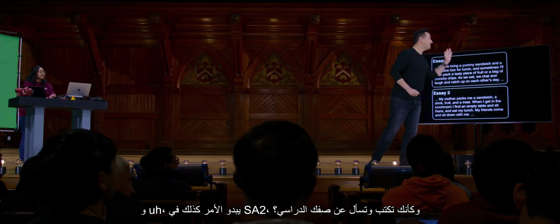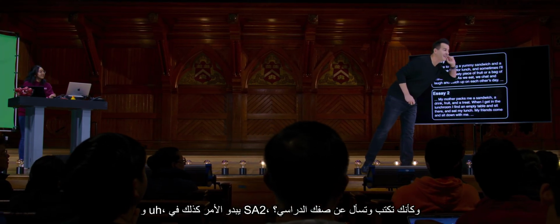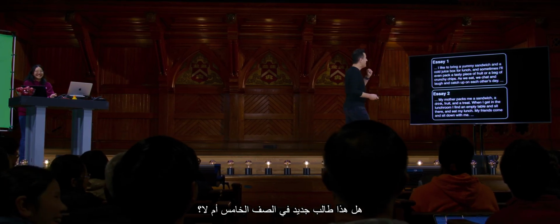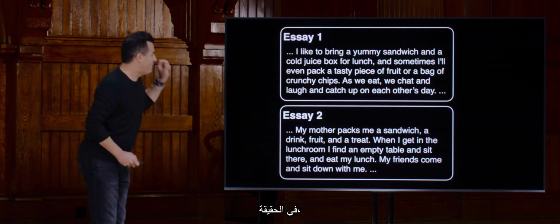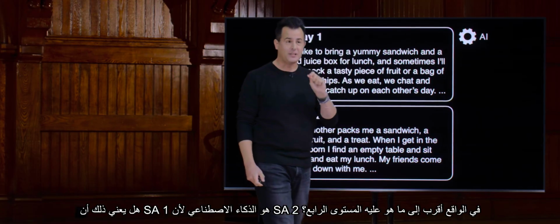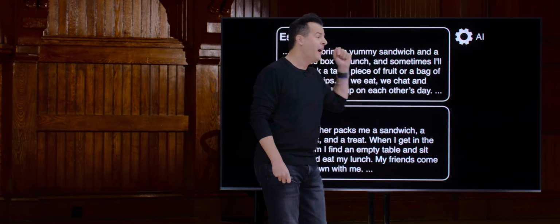OK, and so essay 2 looks more like you would, right? And can I ask what grade you are in? Oh, 5th grader. So is this a new 5th grader or not? The answer here, in fact, is that essay 1 is the AI because, indeed, essay 2 is more akin to what a 4th or, if I may, a 5th grader would write.